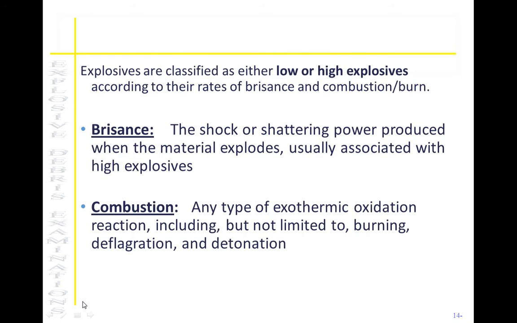One of the things that can help classify whether it is a low or a high explosive is the rate of brisance or the combustion or burning of that chemical. Brisance is the shock or shattering power produced when the material explodes. Usually this is going to be associated with your high explosives. But we also have explosives, both high and low explosives, that will combust. So this is any type of exothermic oxidation reaction, but it's not limited to burning, deflagration, or detonation.